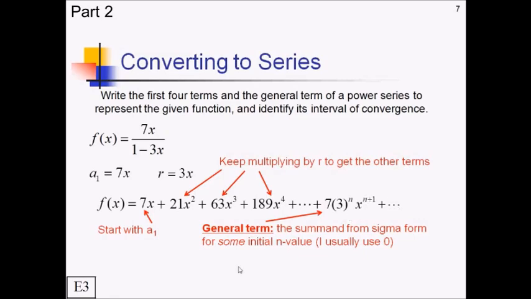And now finally for the interval of convergence, we've got our r value here, absolute value of that less than 1. So we've got -1 less than 3x less than 1. And now to get x by itself, we're just going to divide everything by 3. So -1/3 less than x less than 1/3.